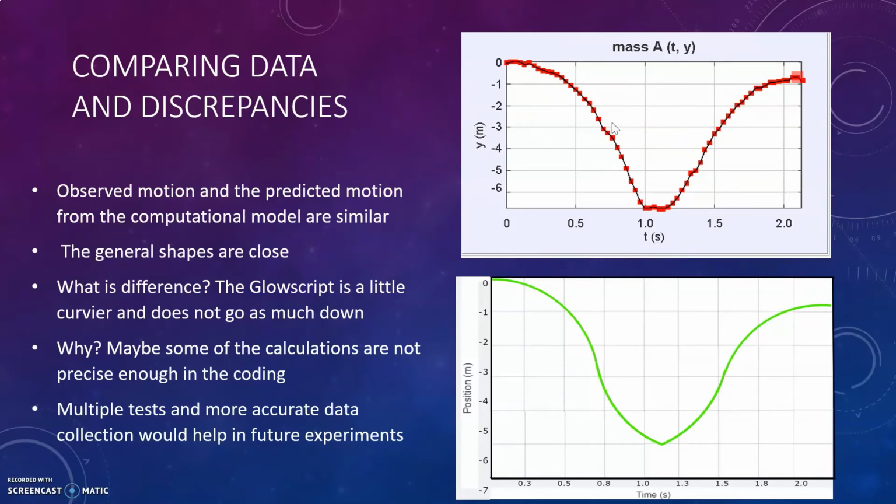The observed and predicted motion from the computational model are very similar. The general shapes are very close. The GlowScript model is a little more curvy and does not go as much down. A few reasons could explain this. Perhaps some of the calculations in the coding was not precise enough. Multiple tests and more accurate data collection would help in future experiments.